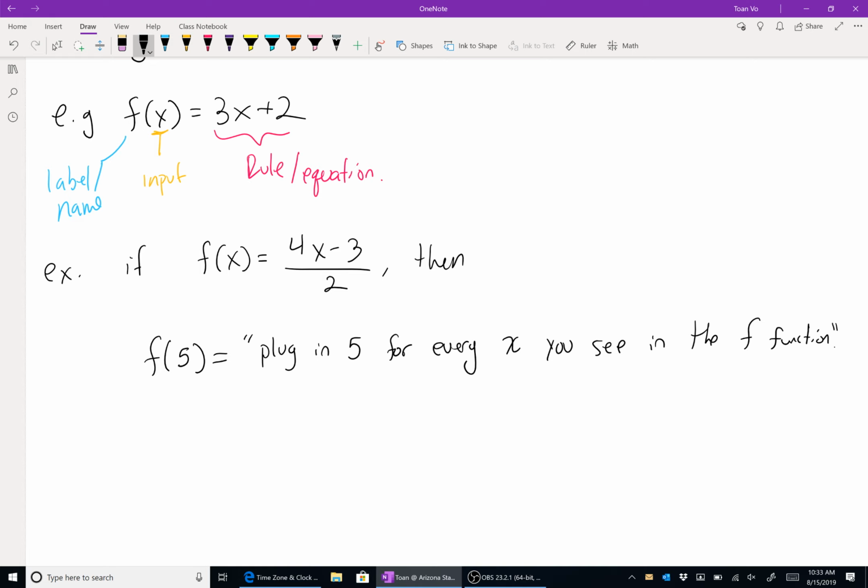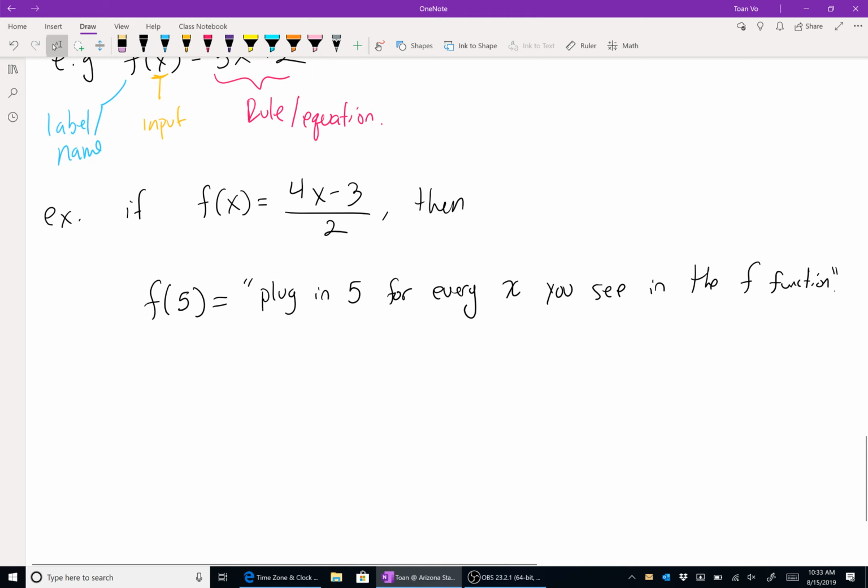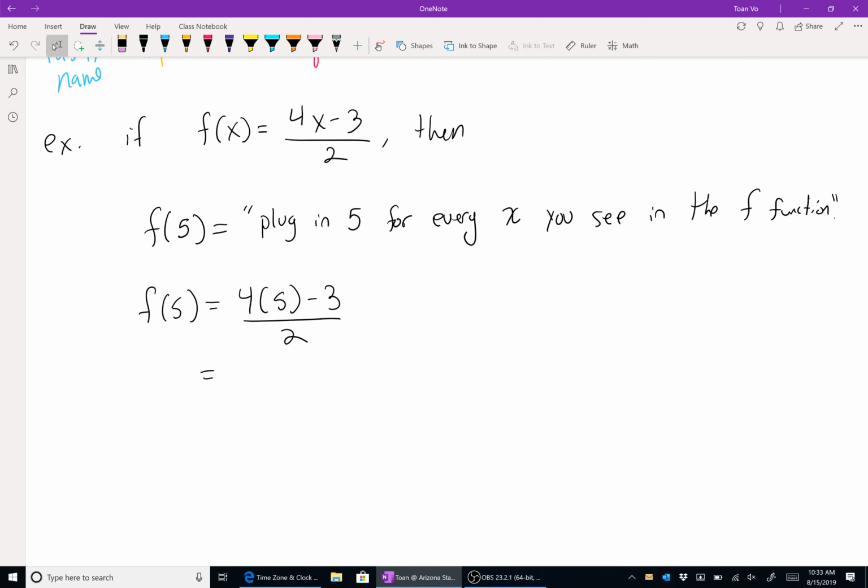What do we plug in? Whatever's inside those parentheses. So for this example, what would f of 5 be? f of 5 would be 4 parentheses 5 minus 3 all over 2. You do some math. 4 times 5 is 20, minus 3 is 17 over 2. We evaluated it. We found it. Okie dokie? Right.